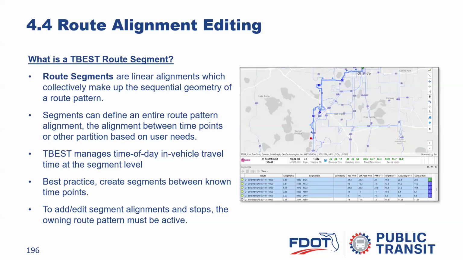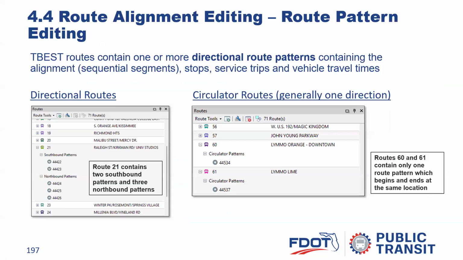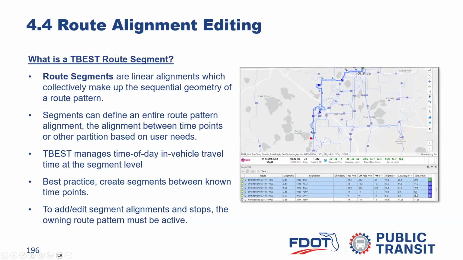To add and edit segment alignments and stops, the owning route pattern must be active. All right, so what does that mean? It basically activates that route so that the network editing toolbar is available and you're able to actually make adjustments to that route, meaning add segments, remove segments, add stops, etc., and move stops. All of those are available once it's in active mode.